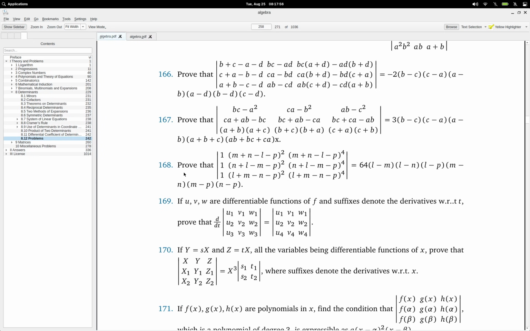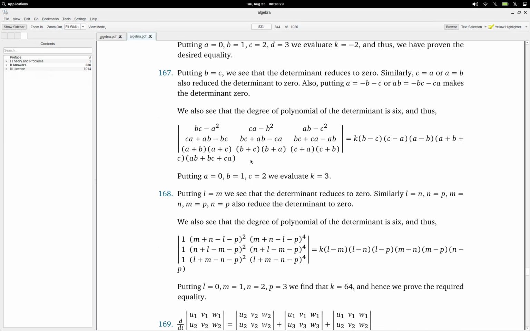Question 168 says, prove that the determinant with rows 1, (m plus n minus l minus p) whole squared, (m plus n minus l minus p) to the power 4; 1, (n plus l minus m minus p) whole squared, (n plus l minus m minus p) to the power 4; 1, (l plus m minus n minus p) whole squared, (l plus m minus n minus p) to the power 4 is equal to 64 times (l minus m) times (l minus n) times (l minus p) times (m minus n) times (m minus p) times (n minus p).